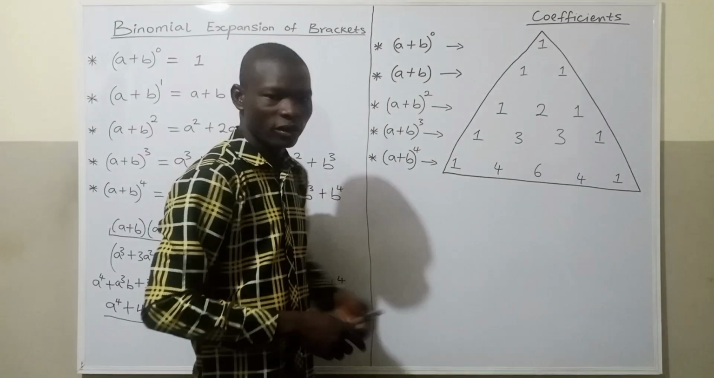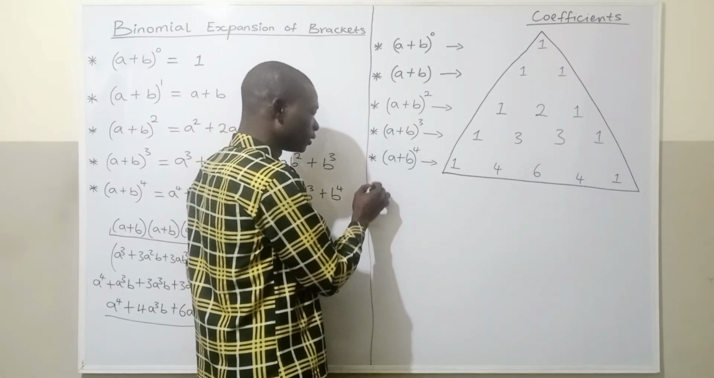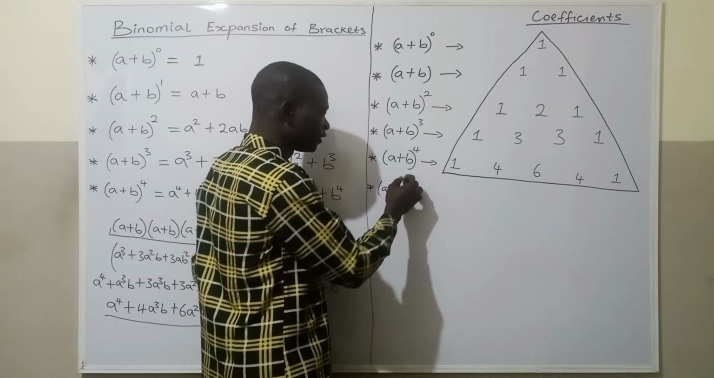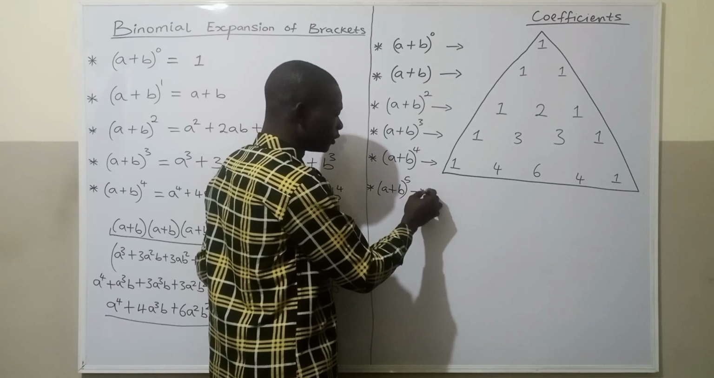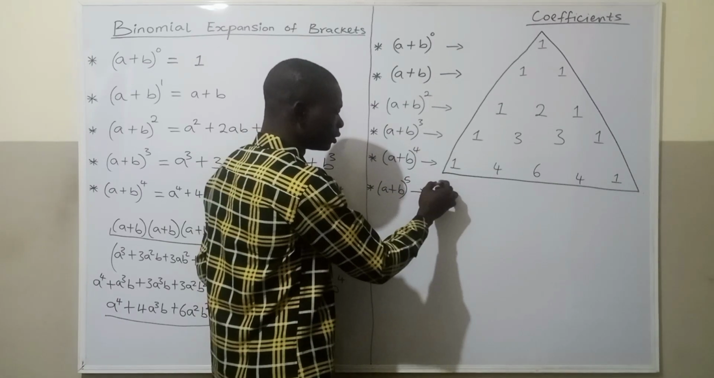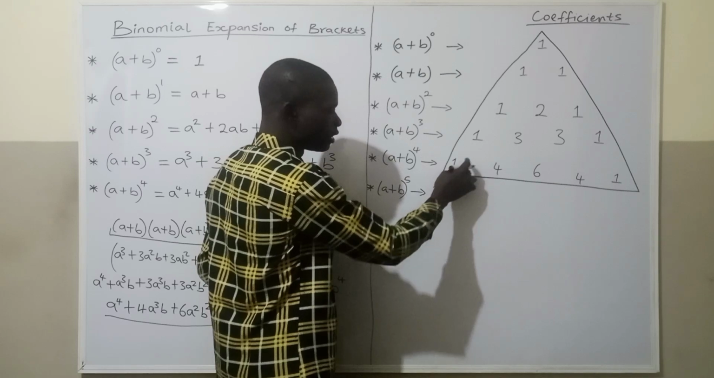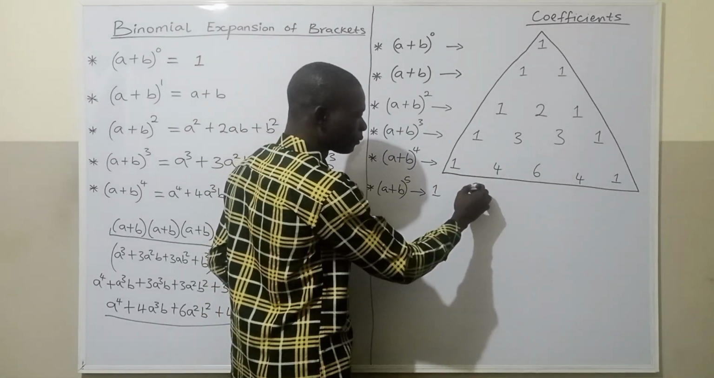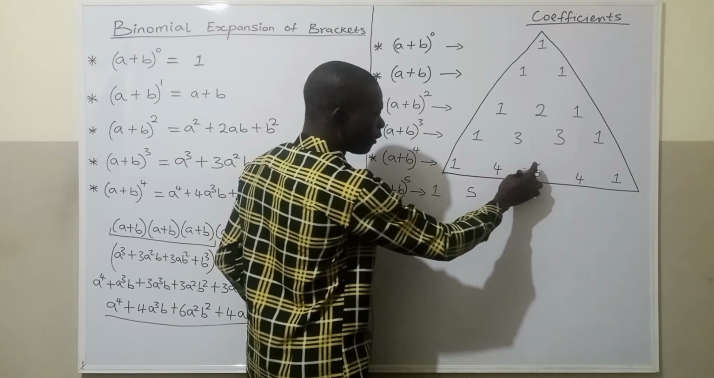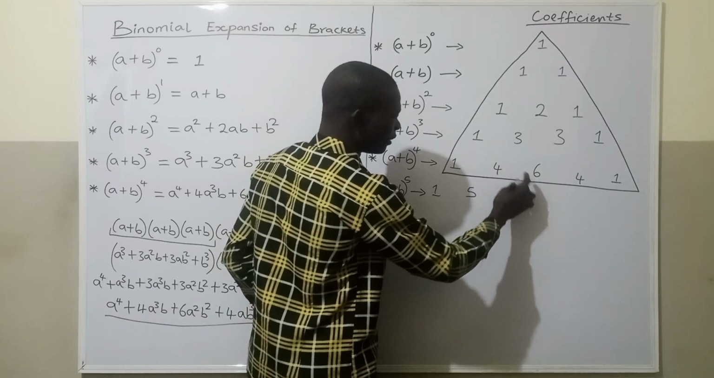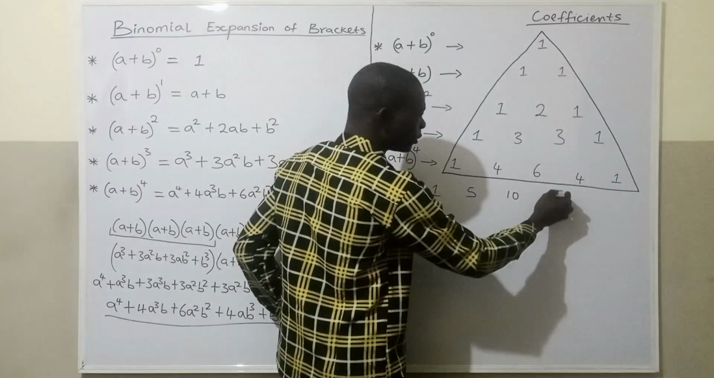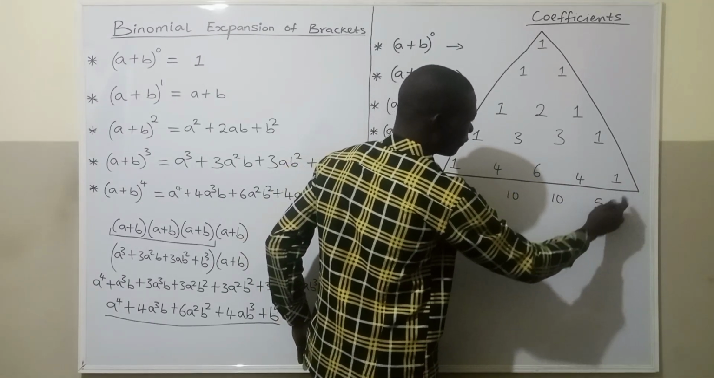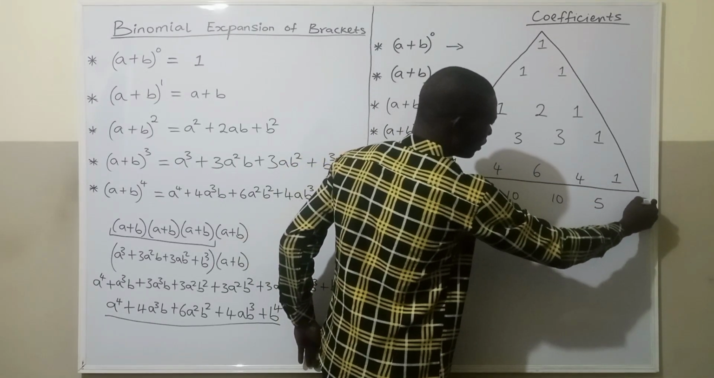So tell me, what do you think the coefficient of A plus B to the power 5, the fifth power, is going to be? Of course, we are going to start with 1, and that one will be a shift away from this first one. Then the next one is 1 plus 4, 5, 4 plus 6, 10 in between, 6 plus 4 also 10 in between, 4 plus 1, 5, nothing again, then we'll bring down that one also.